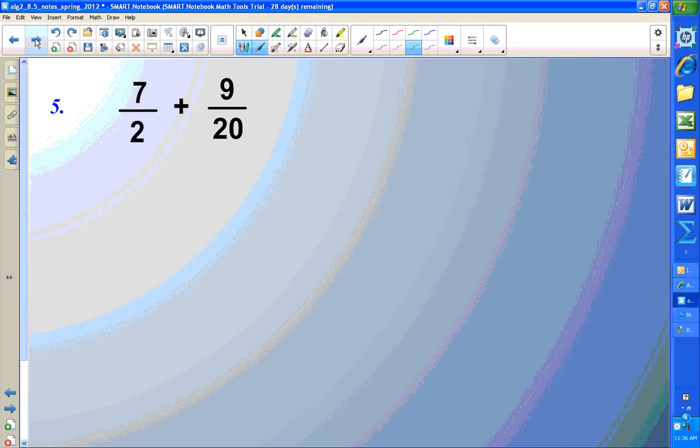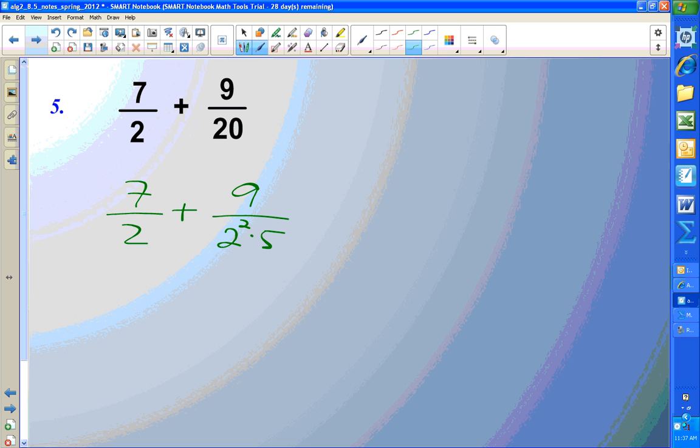So now we're looking at adding fractions that don't have common denominators. You make them common. Okay? Now in this one I'm going to go through the process, even though I'm pretty sure all of you could do this without the process. The numerators don't matter. 7 over 2, 9 over 20. 20 is 2 squared times 5.